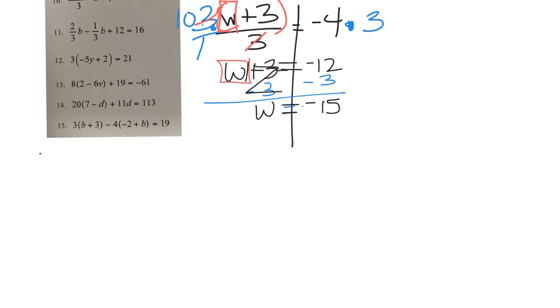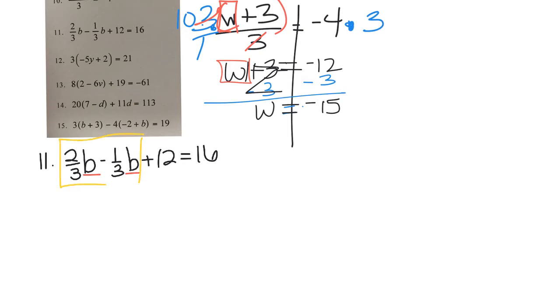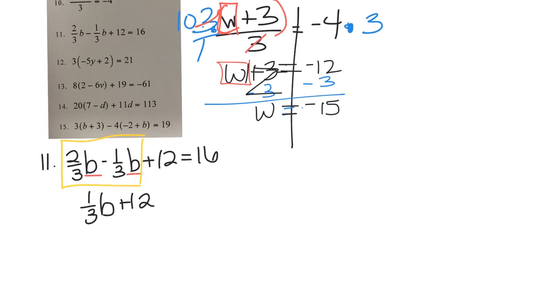Number 11. 2/3 b minus 1/3 b plus 12 equals 16. So here I have two b's. Together, I have a b here and a b here, and so I need to combine these like terms so that I have one b that I can get by itself. So 2/3 b minus 1/3 b, they have a common denominator, so I just subtract the numerators, is 1/3 b, and then copy the rest of the problem.